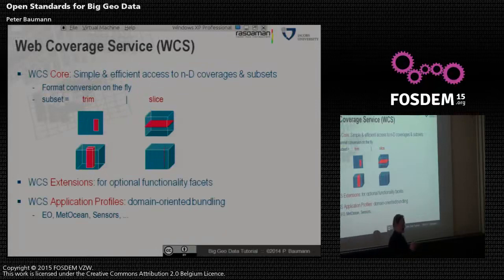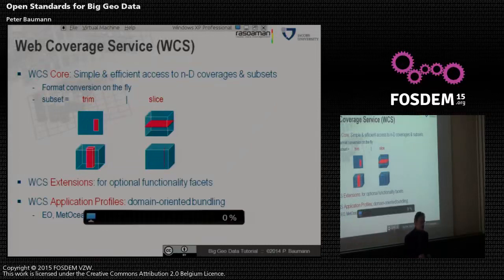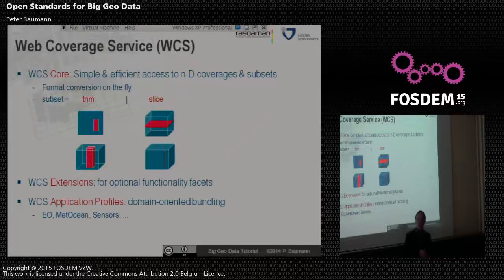You can combine this arbitrarily, trimming and slicing in one request, and so you can retrieve any subset that you want. And you can do that in any format that matches. Okay, a 3D object you cannot transport in PNG, for example, so we have some restrictions, but that's practically motivated and we know it anyway. So this is the only thing that the core does. Give me a coverage or a subset of it in a particular format.